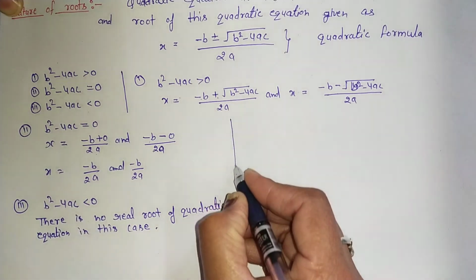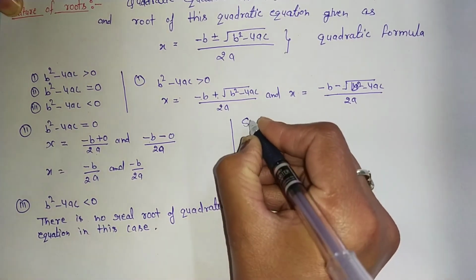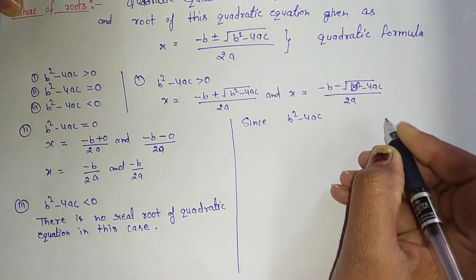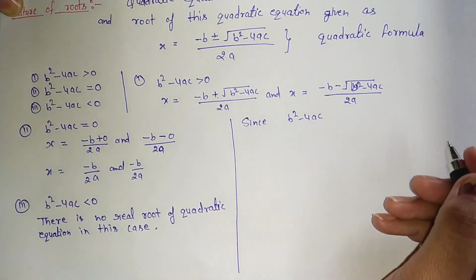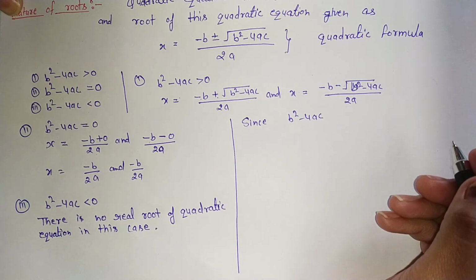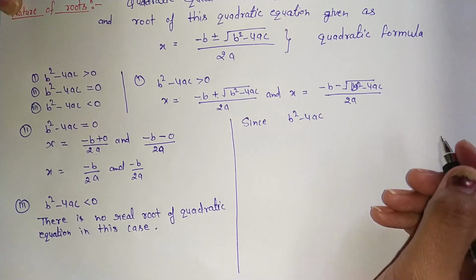Since b square minus 4ac determines whether the quadratic equation ax square plus bx plus c equal to 0 has real roots or not, that's why b square minus 4ac is called the discriminant of this quadratic equation.